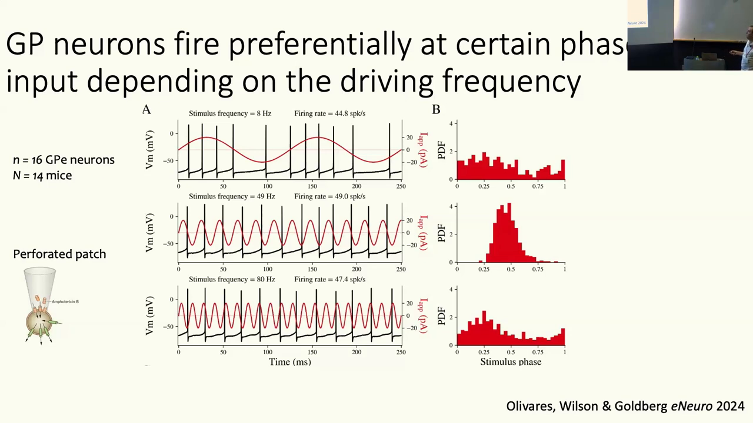And then you can ask yourself, I know the phase of the oscillation in each one of these. When do the spikes occur? And you can see that in some cases they spread out, but it's not homogeneous. So in this low frequency, when I say low frequency, it's much lower than the intrinsic firing of the neuron, you get this sort of cosine sinusoidal modulation with a peak here.